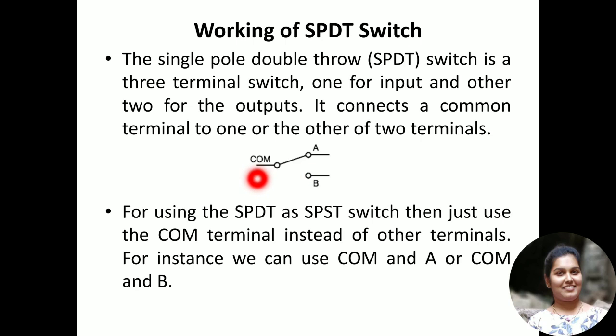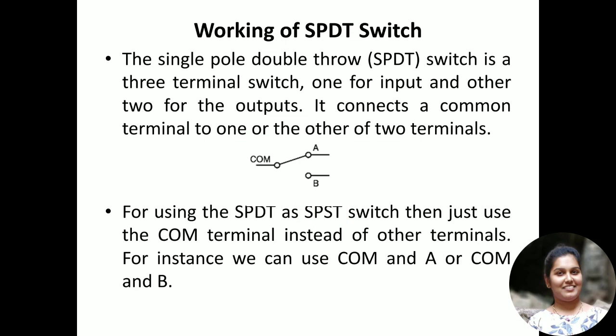Okay, so if we connect COM and A, this is one single pole single throw. If we connect COM and B here as shown in the diagram, then it is nothing but single pole single throw. If we connect A, B and COM into a circuit, making it a switch, then we can call this switch a single pole double throw switch.